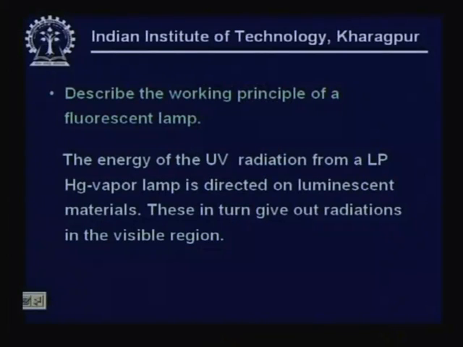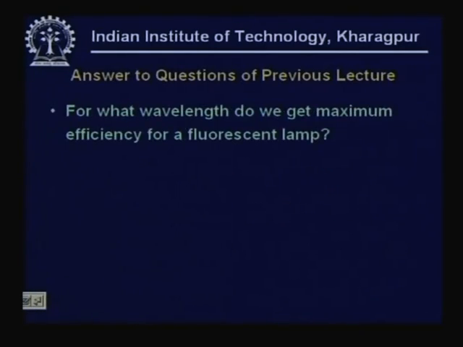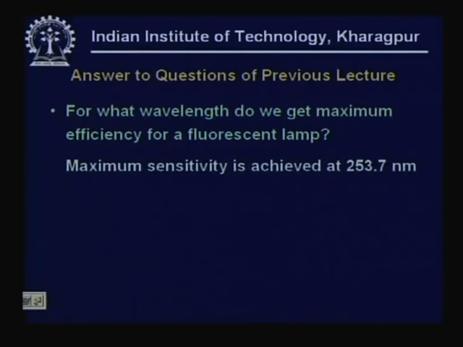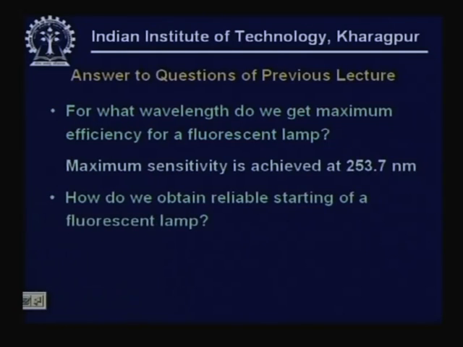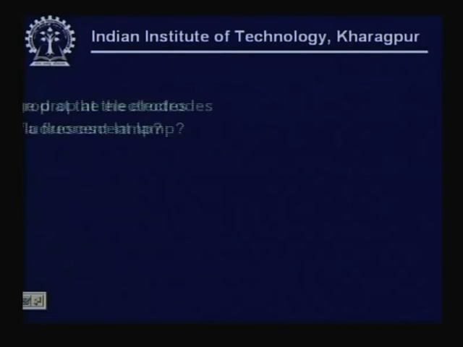Working principle of a fluorescent lamp: the energy of the UV radiation from a low pressure mercury lamp is directed on luminescent materials or phosphors. These in turn give out radiation in the visible zone. For what wavelength do we get a maximum efficiency of a fluorescent lamp? The maximum sensitivity is around 253.7 nanometers. How do we obtain reliable starting of a fluorescent lamp? By having preheated cathodes or hot cathodes.